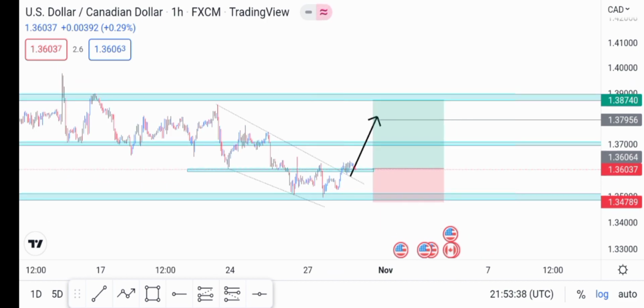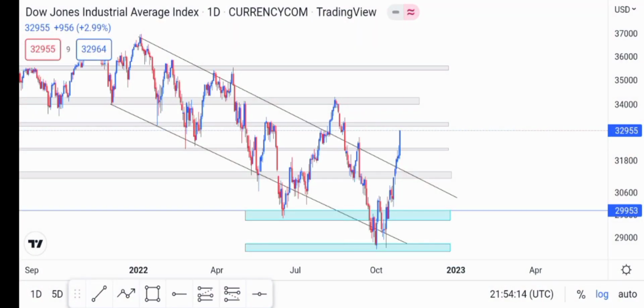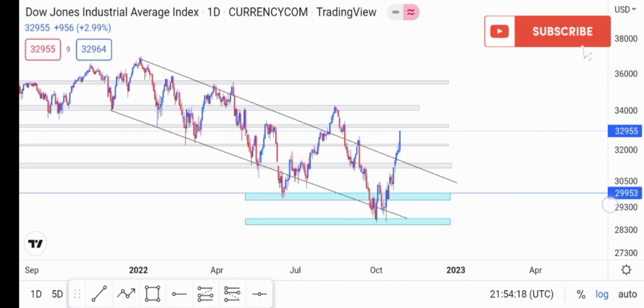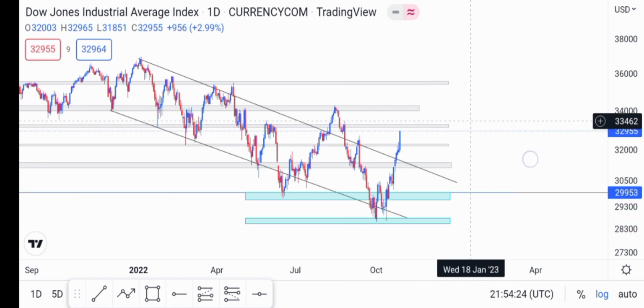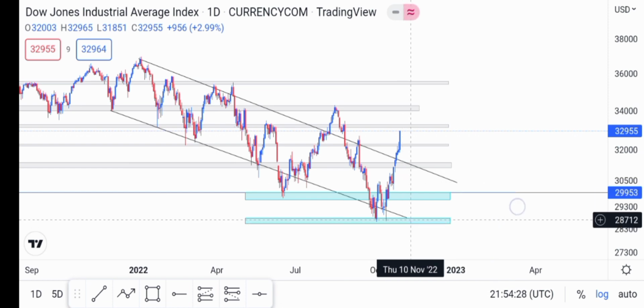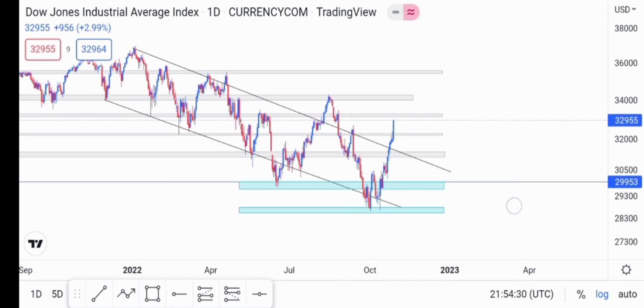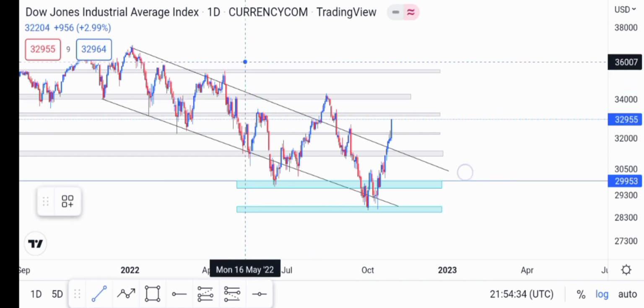Let us move to US30. Okay, so now we are on US30. If you really watch my videos, I hope most of y'all did catch the signal from this point right over here up until here. I'm still holding some of the profits that I've entered right over here. So yeah, US30 is one of the pairs that I mostly analyze.